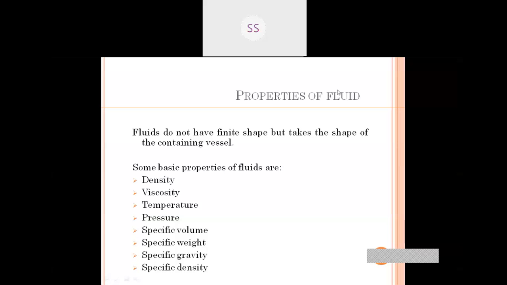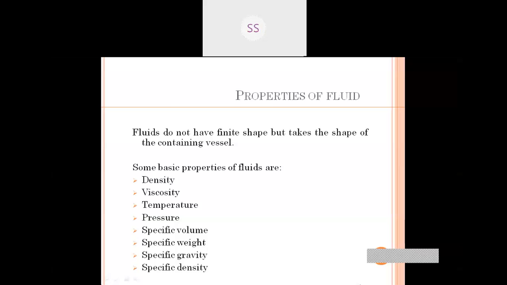Ma'am, what is the symbol of viscosity? Viscosity is denoted by V. Okay, ma'am. Unit? This is a force, right? So the unit will be Newton. Okay, ma'am. Thank you.